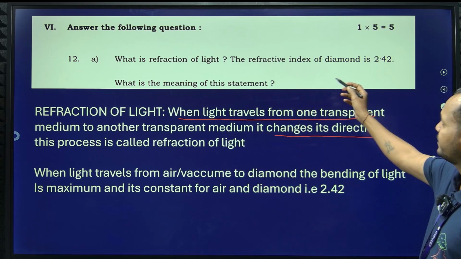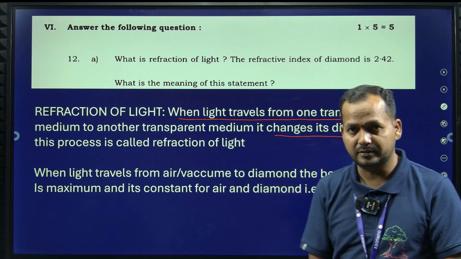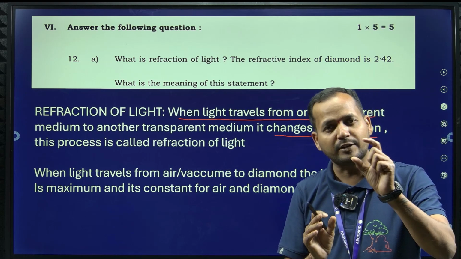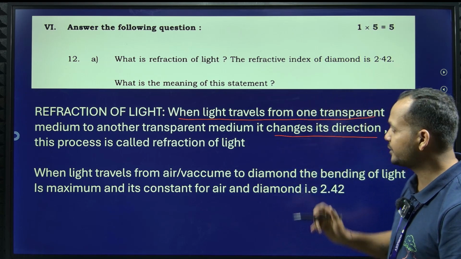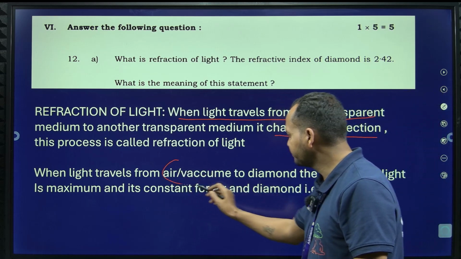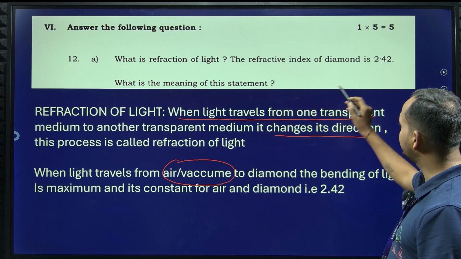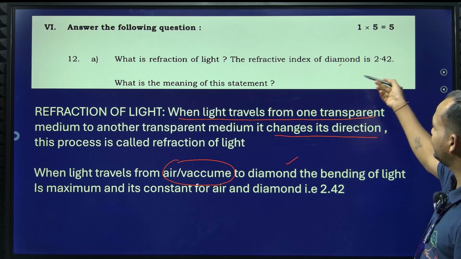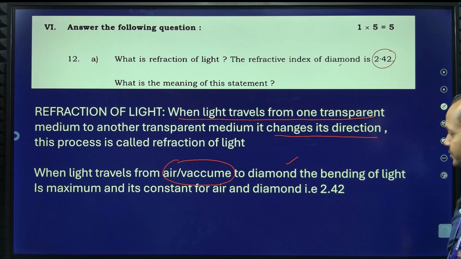Then what is the meaning of refractive index? How much it will bend, the extent of bending, is represented by a value for a given pair of media. Here the first medium is air or vacuum, and the second medium is diamond, and that ratio is fixed and given by 2.42. That is the meaning of this statement.